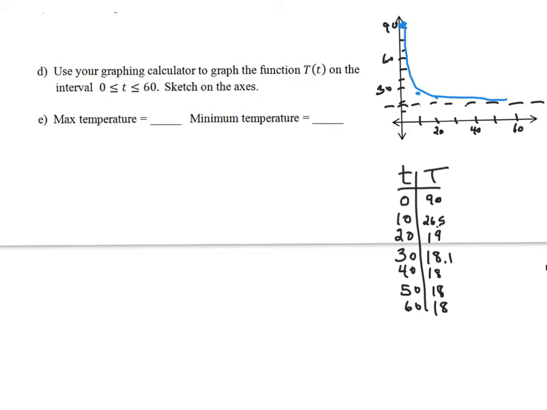So let's go back and recap here. The maximum temperature of the tea is going to be the temperature that it started at, and that's 90 degrees. We could have also calculated that by finding the temperature at time 0, plugging that into our equation. The minimum temperature is going to be the temperature of the surroundings, so that one is going to be 18 degrees. It can't go lower than what the surroundings are. Let's turn the page and try a pizza problem next.